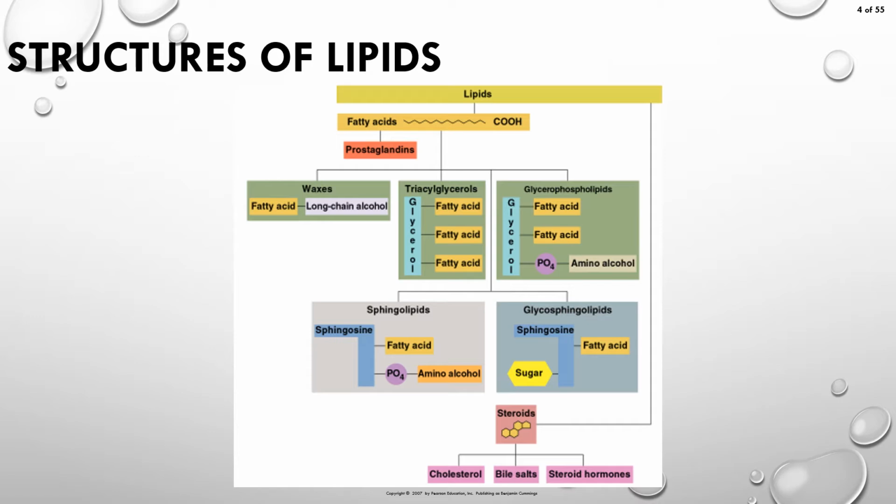Then we have the glycerophospholipids, sphingolipids, glycosphingolipids, and then the steroids. Anyway, we will go through these one by one later on, and you will know the structure of each one, because the structure will show how different they are from each other.